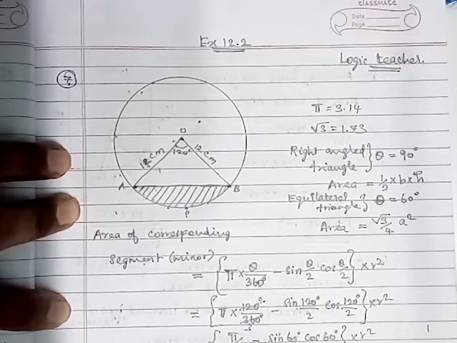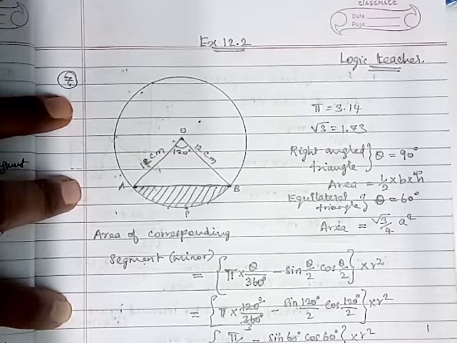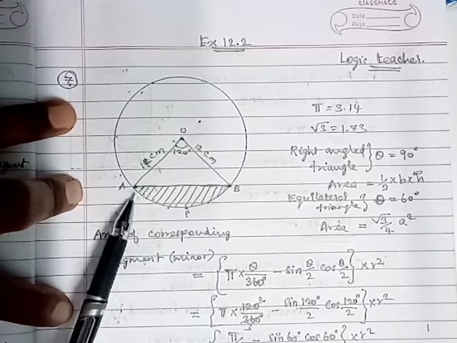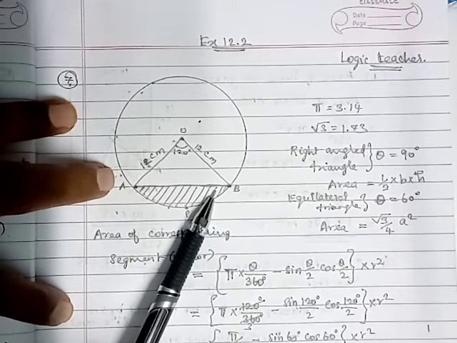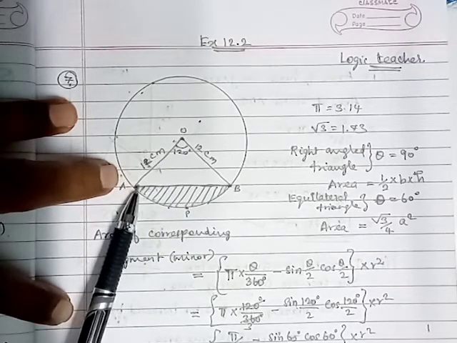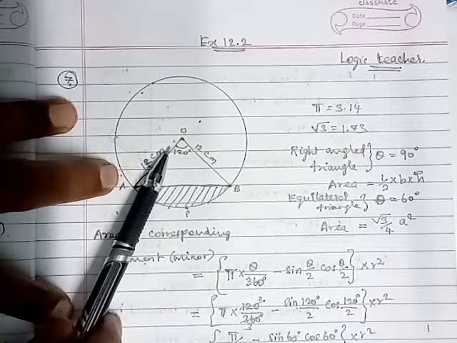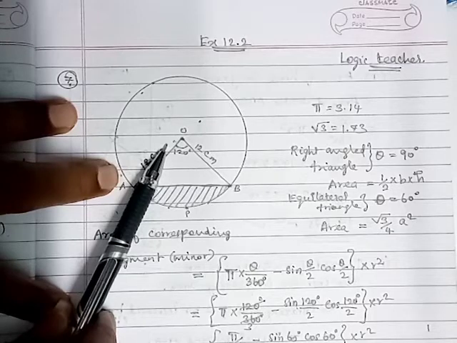Hi friends, this is the 7th sum from exercise number 12.2. The 7th sum is: a chord AB of a circle of radius 12 centimeter subtends an angle of 120 degree at the center. O is the center. Find the area of the corresponding segment of the circle.